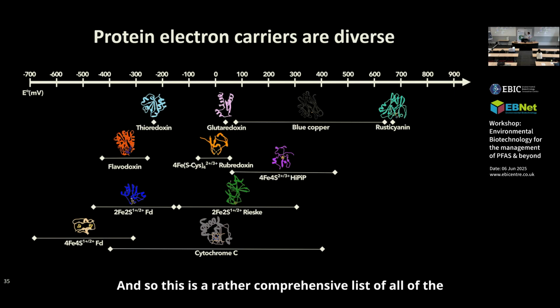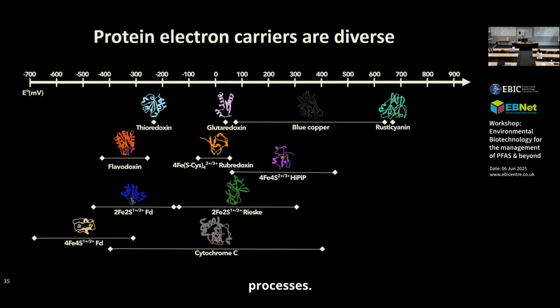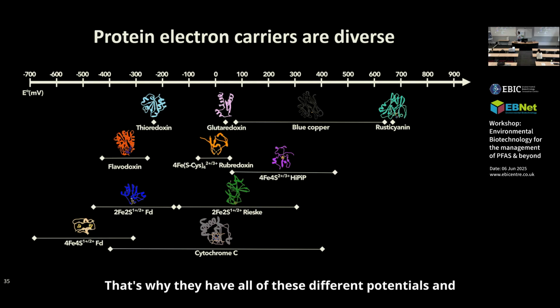And so this is a rather comprehensive list of all of the protein electron carriers that biology has evolved. We have very low potential electron carriers like ferredoxins that you find in photosynthesis and a lot of anaerobic organisms. You have very high potential things like rusticyanin and blue copper proteins that are important in respiratory processes. And cells use these for different types of chemistry. That's why they have all of these different potentials, and these all have different cofactors in them. Some bind just inorganic molecules, some like the cytochromes bind hybrid organic-inorganic cofactors. And so they're all used for different types of purposes.